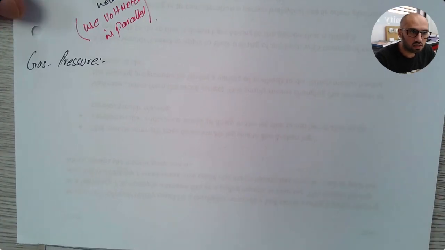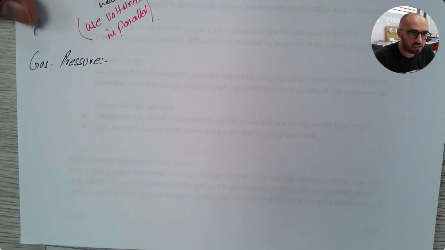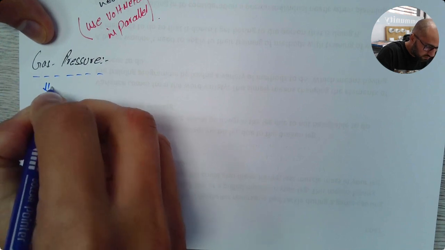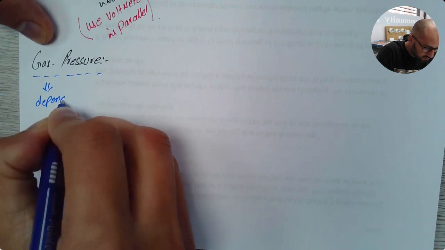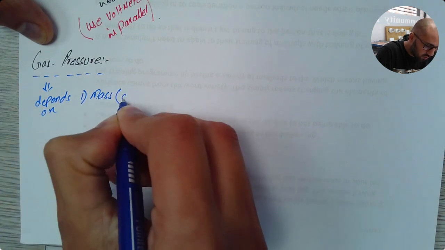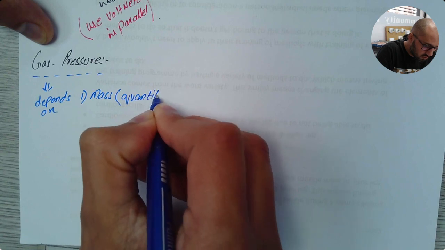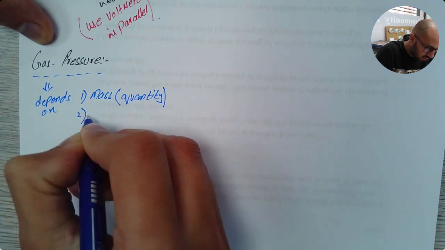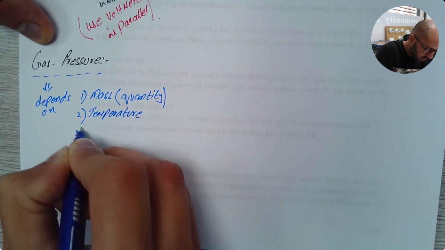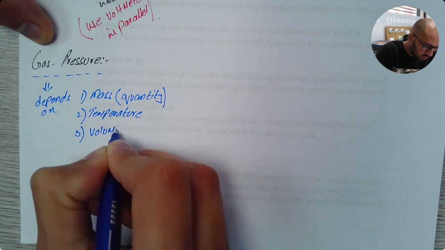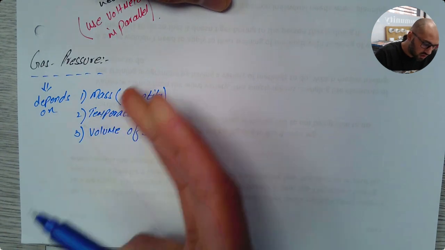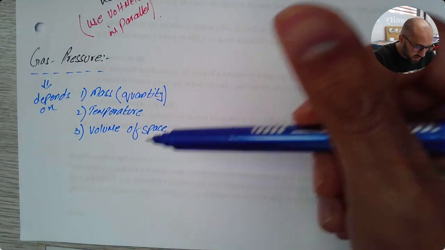The last section on this topic that we need to know is called gas pressure. Now you need to remember the gas pressure, it depends on number one, mass. In other words, I can say quantity of gas. Number two, I can say it will depend on the temperature. And number three, I can say it will depend on volume of space that the gas has. So we just have to look at them. What if you change one, what will happen to other?